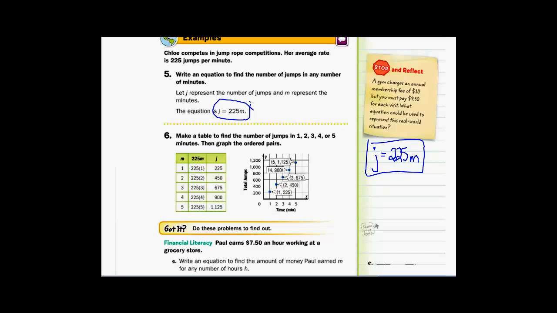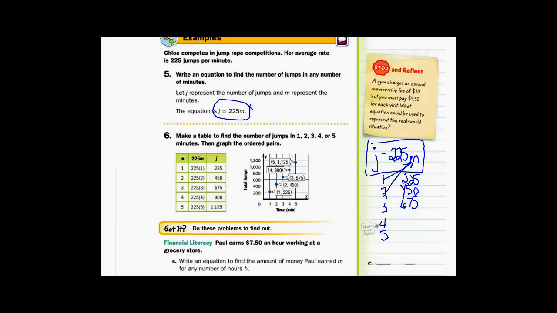6, make a table to find the number of jumps in 1, 2, 3, 4, or 5 minutes. So 1, 2, 3, 4, 5 minutes. Basically, for each one of these, I will put a 1 right there. So in 1 minute, 225 jumps. 2 minutes, 2 times 225, 450. And I'm going to do the rest with this. 3 times 225, 675. And then that's where they get these right here. 4 times 225, 900. 225 times 5, 1,125.